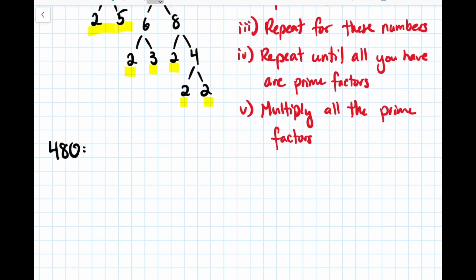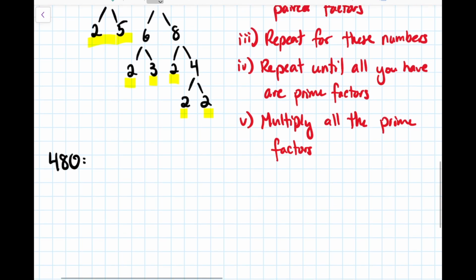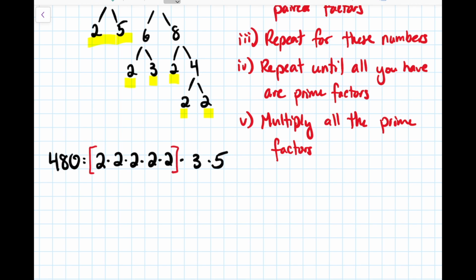So 480 is going to break down into, if you go through that, 5 2s, and then a 3 and a 5. And now we can take this, and it's not necessary, it's not mandatory, but there will be times it's helpful to condense this a little bit. So we're going to take all those 2s, and we're going to combine them into an exponent. And so this is going to become 2 to the power of 5, and then times 3, and times 5. And there we go. There is our factor tree.